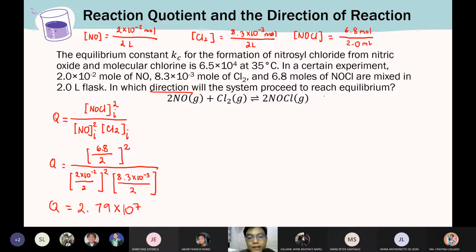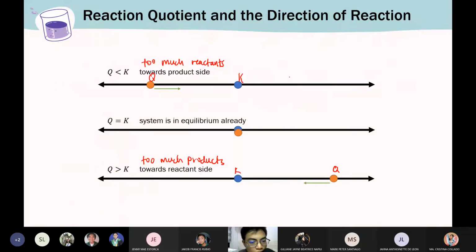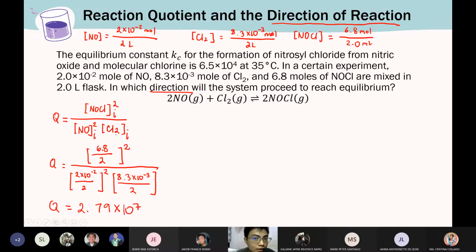Tapos, anong gagawin natin? Meron na tayong K, meron na tayong Q. So, ang gagawin ay, we predict the direction of the reaction. Sinabi ko sa inyo last time, pwede nyo namang kabisaduhin to, o kaya, gumawa ka na lang ng number line. Gawin natin yung number line kasi gusto ko kayo masanay na hindi nagkakabisado masyado.